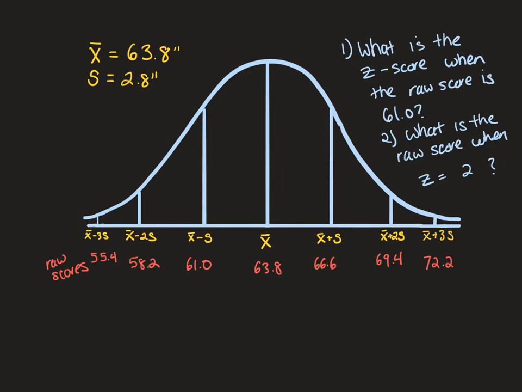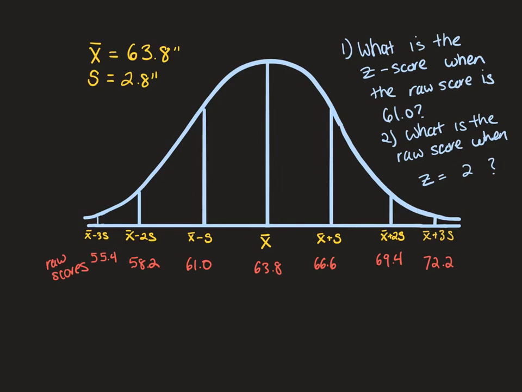In the first one, we want to know what the z-score is when the raw score is 61.0. I can see that 61.0 is 1 standard deviation below the mean. That means it has a z-score of negative 1 because it's one movement in standard deviations below the mean. For the second question, what is the raw score when z equals 2? Well, I need to find the raw score that corresponds to being 2 standard deviations above the mean.